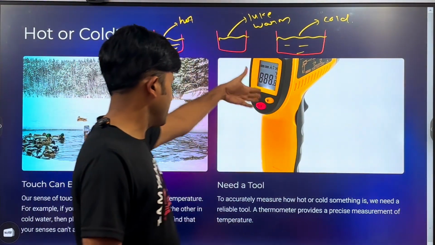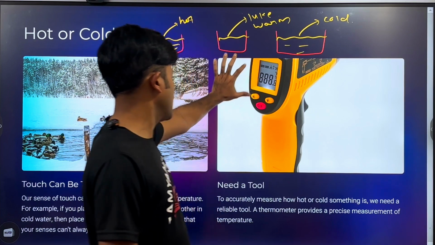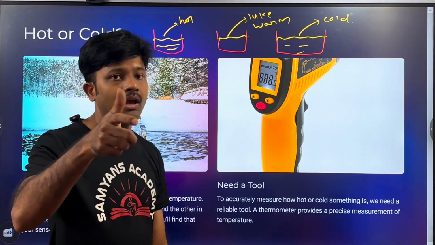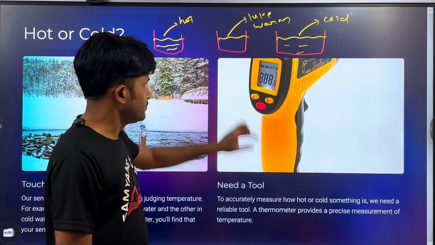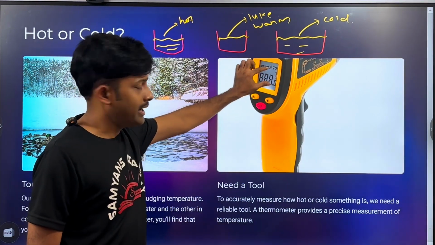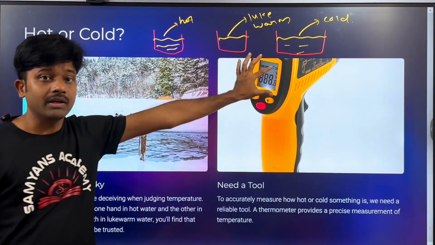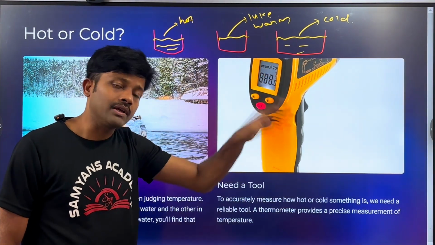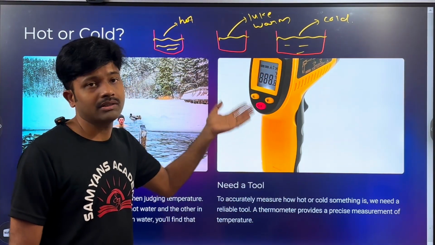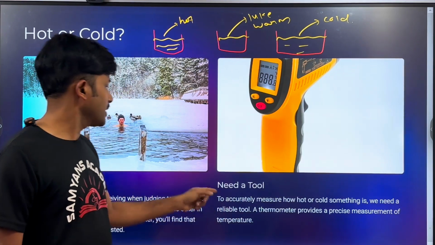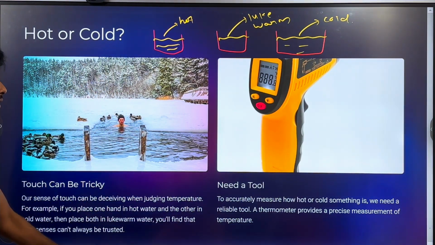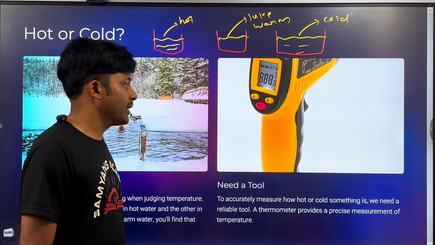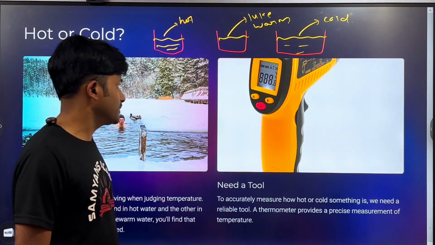So to measure that, we need some instrument and some tool, and that tool we call a thermometer. Here we have one of the thermometers. This is a digital thermometer. While focusing on the object, it will give the temperature in digital form. By using this thermometer without touching, we can say what the temperature of that object is. To accurately measure how hot or cold something is, we need a reliable tool. A thermometer provides a precise measurement of temperature.